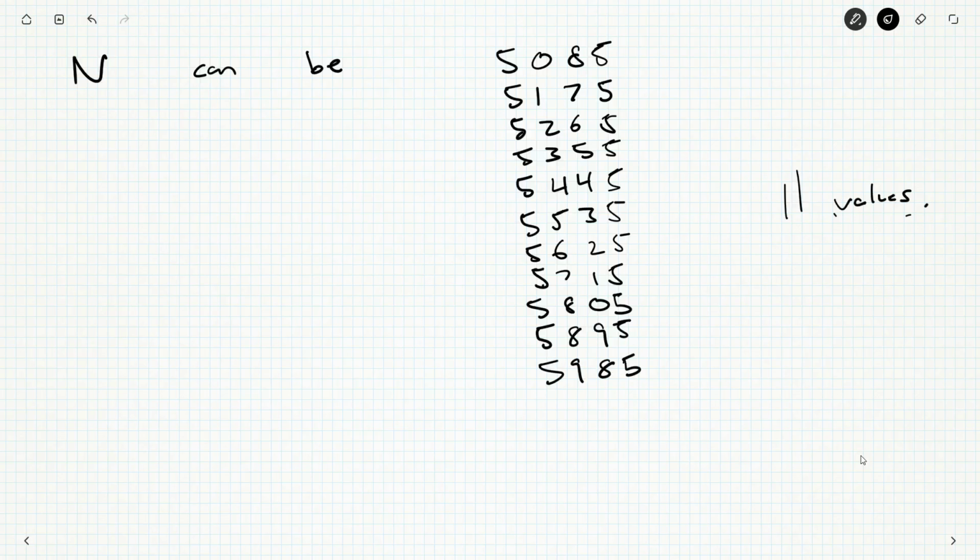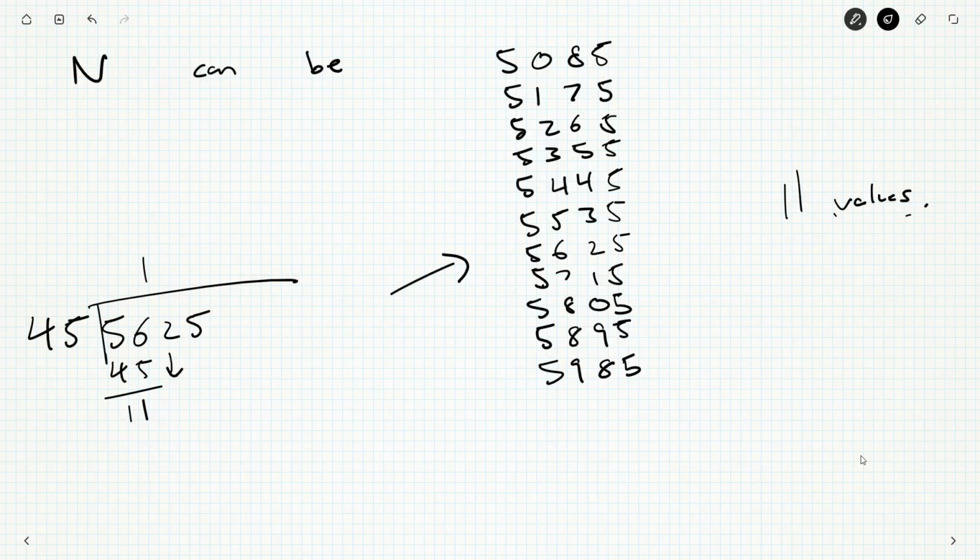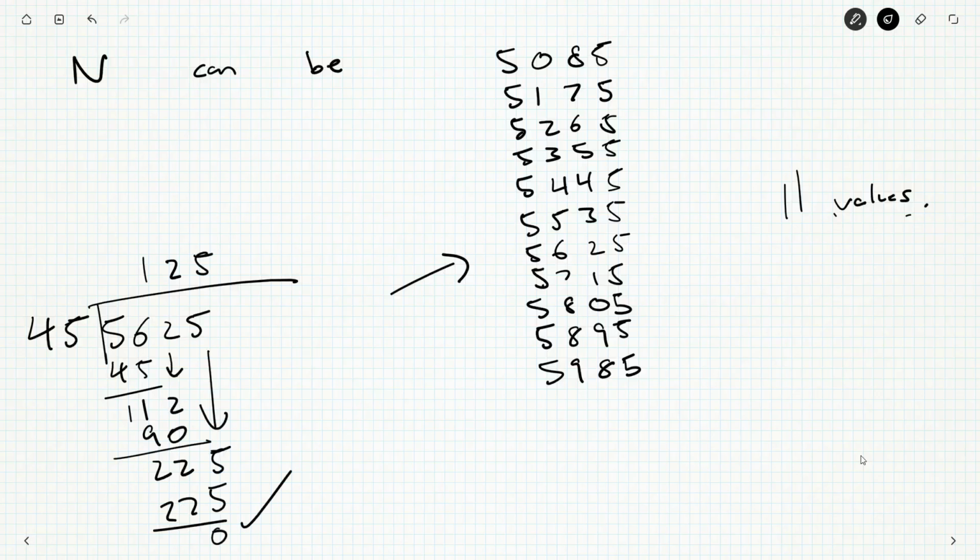And something you might want to do is pick one at random, let's say 5625, and ask, is that divisible by 45? Well, 45 goes into 56 once, leaving us with 11. Bring down the 2, 112, so it goes in twice. So 90 goes here. Bring down the 5, 225. So 45 goes into that 5 times. And hey, yeah, it worked.